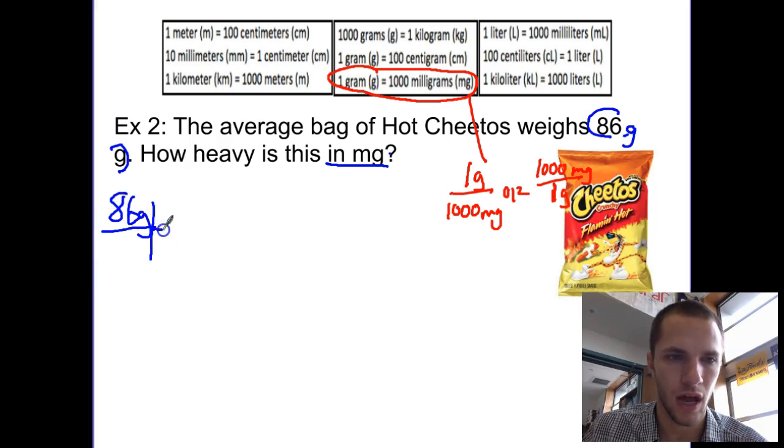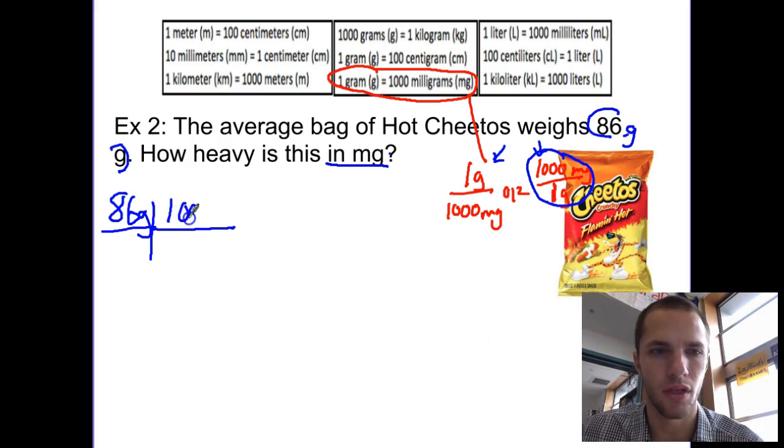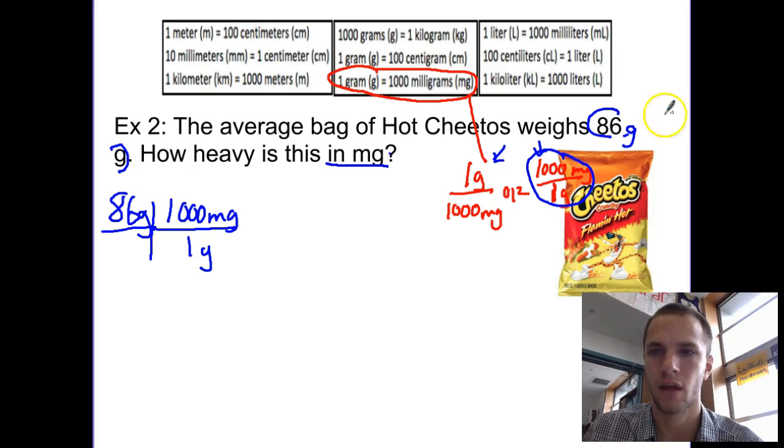Okay, so now what am I going to put on the next step? Well, since I have grams in the top here, I need grams in the bottom. Which of these conversion factors has grams in the bottom? This one does. So I'm going to write 1,000 milligrams over 1 gram. How do I know that that's right? There's 2 ways to check.